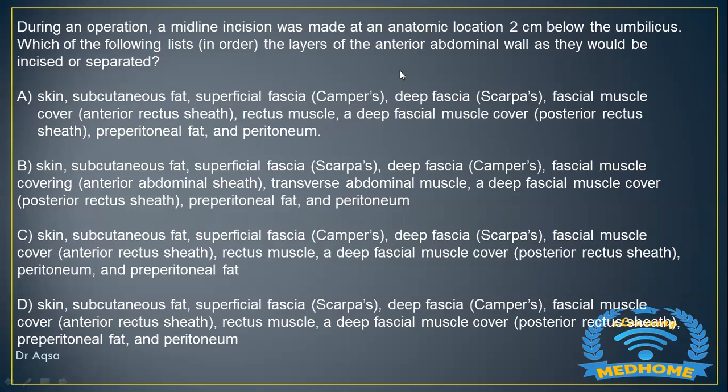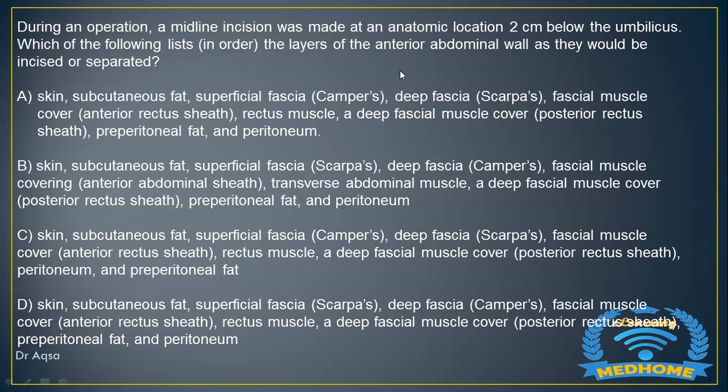Okay, ma'am, this is a question. During an operation, a midline incision was made at an anatomic location 2 centimeters below the umbilicus. Which of the following lists in order the layers of the anterior abdominal wall as they would be incised and separated? Ma'am, it's too much to read. No, take your time, you can read.